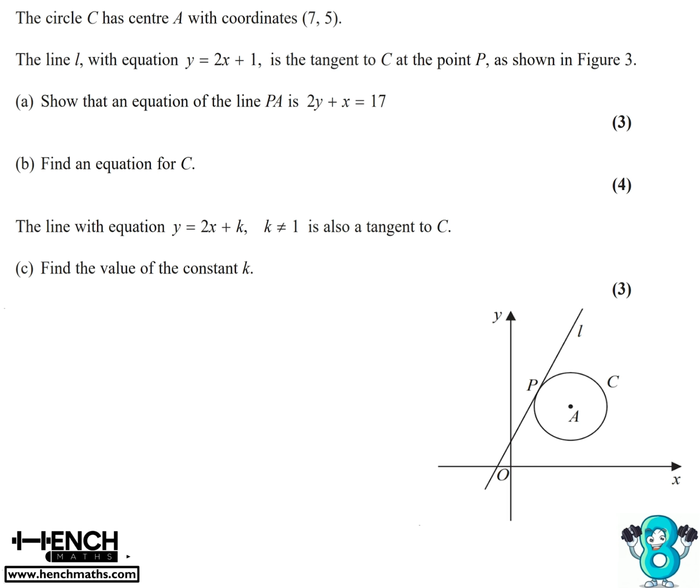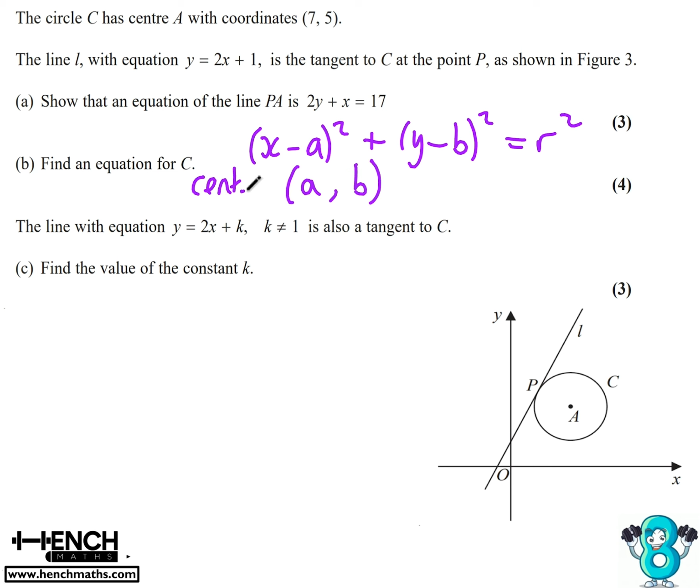In part B, it wants us to find the equation for our circle. So let's remind ourselves, the general format of a circle is (x subtract a) squared plus (y subtract b) squared is equal to r squared, and this has a centre (a, b) and a radius r. Now we know the centre, but we don't know the radius, so that's what we need to find out. So how could we find the radius? Do we actually know what P is? Do we know this point? Because if we did, then we could find the radius that way. How could we potentially find P?